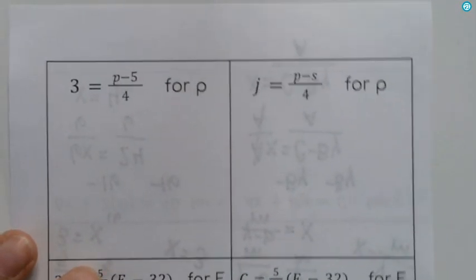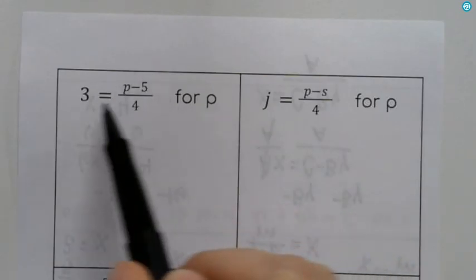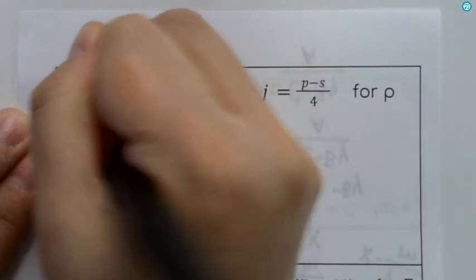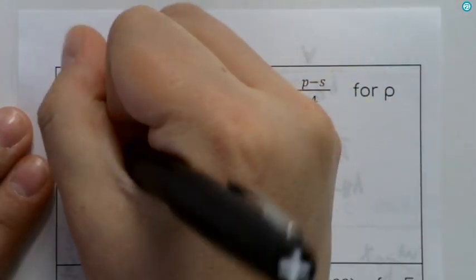Okay. So on the back here, so this next one, we've got 3 equals p minus 5 over 4. So in a problem like this, where we have a big fraction and everything's getting divided, the first thing that we need to do is get rid of what we're dividing by. So we're going to multiply by 4 on both sides here. 4 times 3 is 12. So we get 12 equals. Then over here, these 4's cancel. So I've got p minus 5.